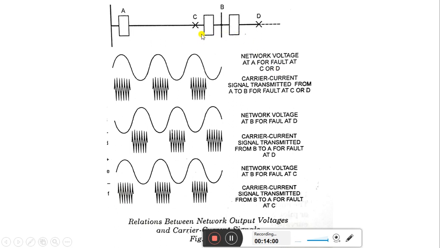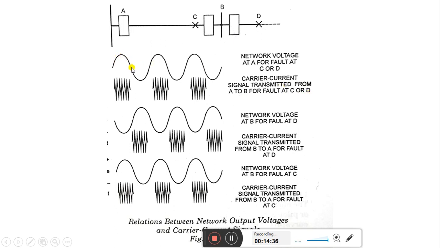That is, whether the fault is at C, that is an internal fault, or at D, that is an external fault. Let it be any fault, at C or D, we will get a signal like this at end A. Now this is the carrier current signal transmitted from A to B for a fault at C or D.